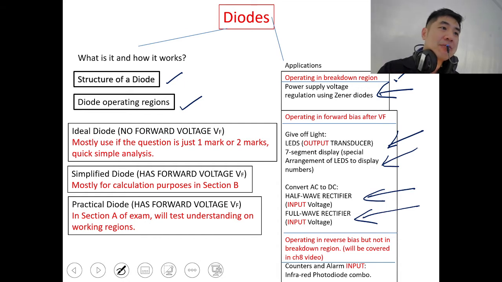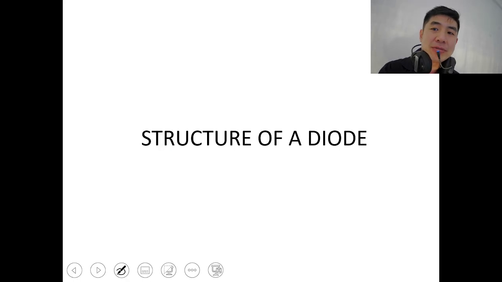Now, of course, the next thing we're going to talk about is in chapter 8. Chapter 8 itself also has the infrared and photodiode combination, which operates in reverse bias but not in the breakdown region. We'll cover that in the chapter 8 video. Okay, we are good to move on.